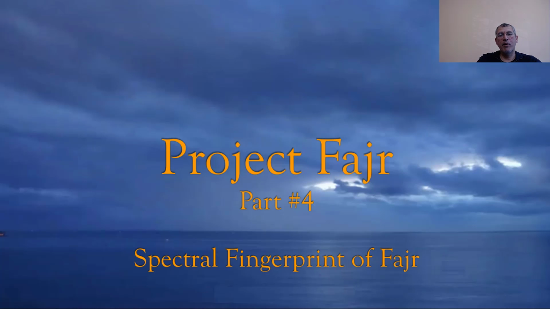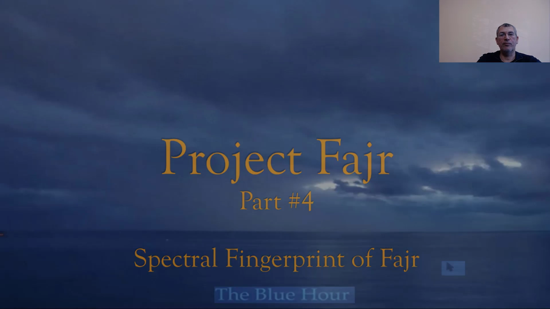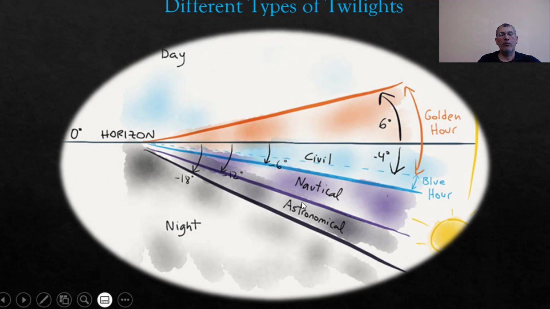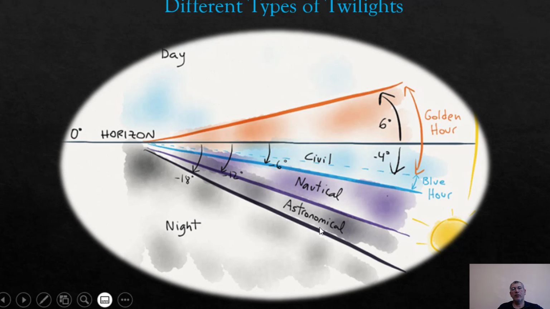We'll be talking about spectral fingerprints of Fajr. So based on this diagram, the different types of twilight, we have astronomical twilight, nautical twilight, and civil twilight. Our Fajr will be in between the civil and nautical twilight.